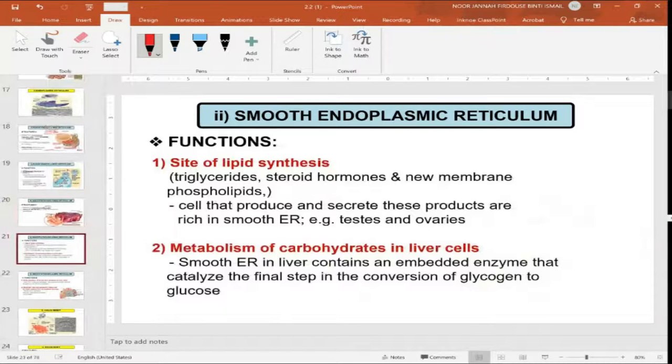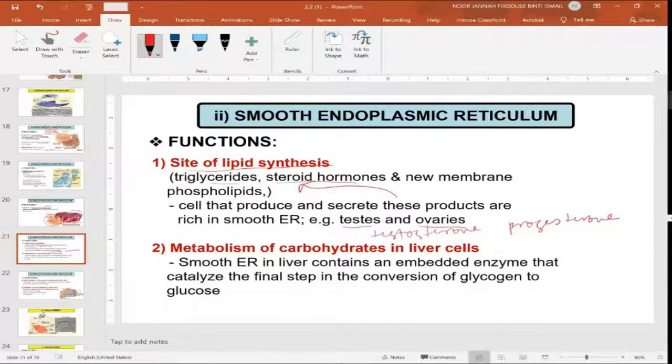And the function of smooth ER is involved in lipid synthesis, site of lipid synthesis, such as triglycerides, steroid hormones. Example of cells that produce this kind of substance, such as testes and ovaries. Ingat, steroid hormone. Ni testosterone, progesterone. Ataupun estrogen, estrogen pun sama. Jadi banyak smooth endoplasmic reticulum akan jumpa banyak dalam sel-sel yang seperti ini.